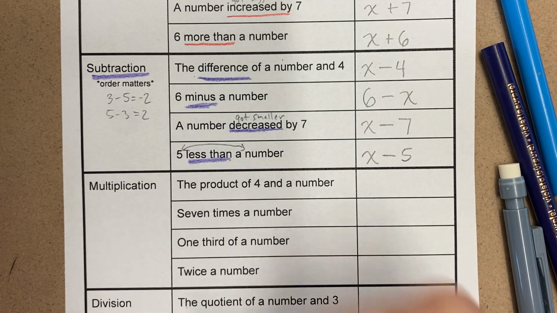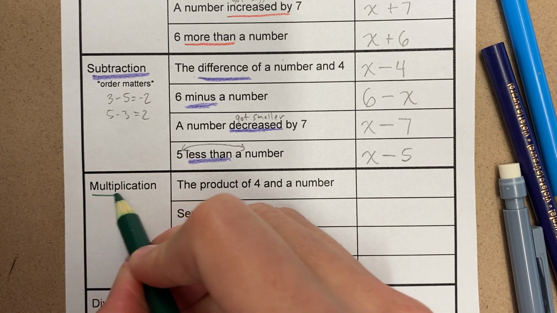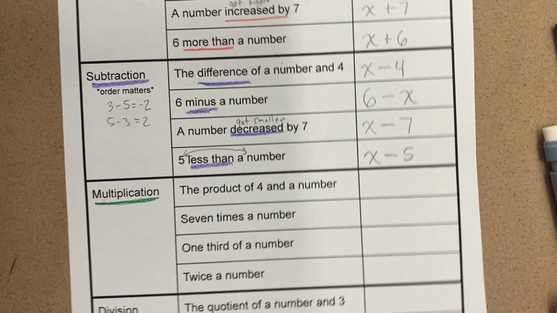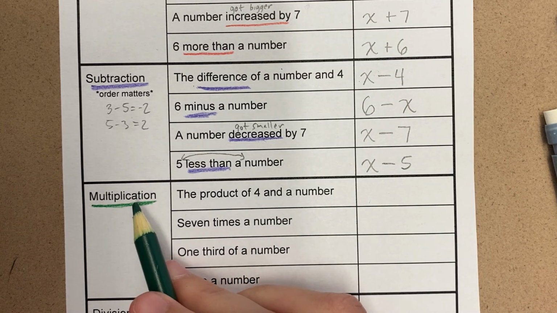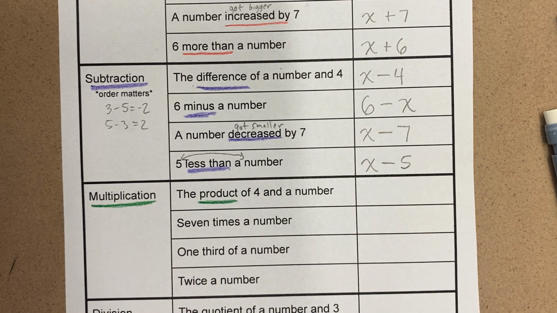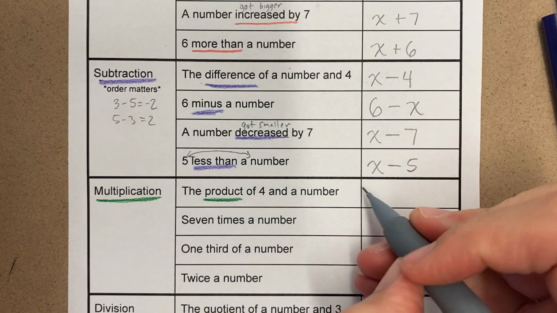Okay, multiplication, here we go. Choose a different color. We're just using color to kind of flag in your brain. Your brain really likes color, kind of holds on to it a little bit better. So the color's kind of nice. Okay, multiplication. Product is the word we use for multiplication. So the product of 4 and a number simply means 4 times that number.